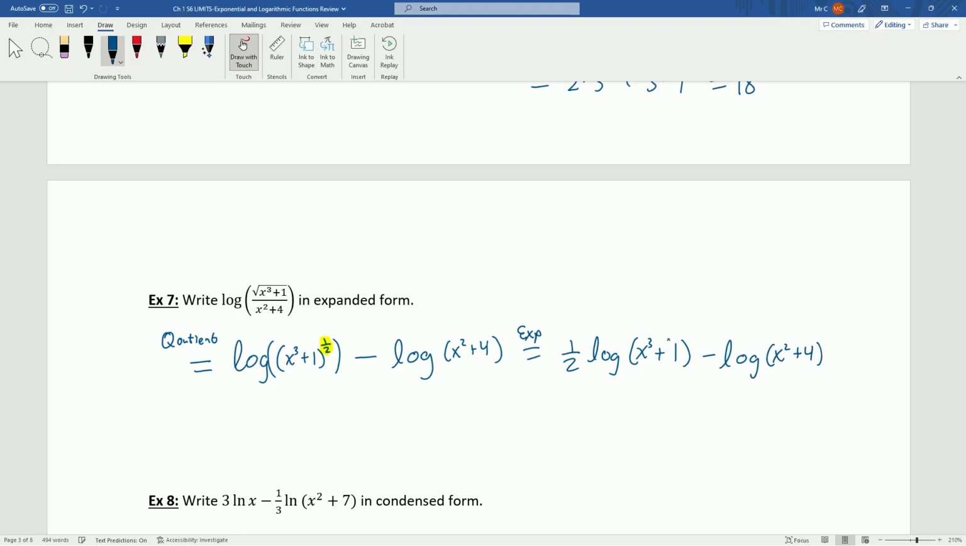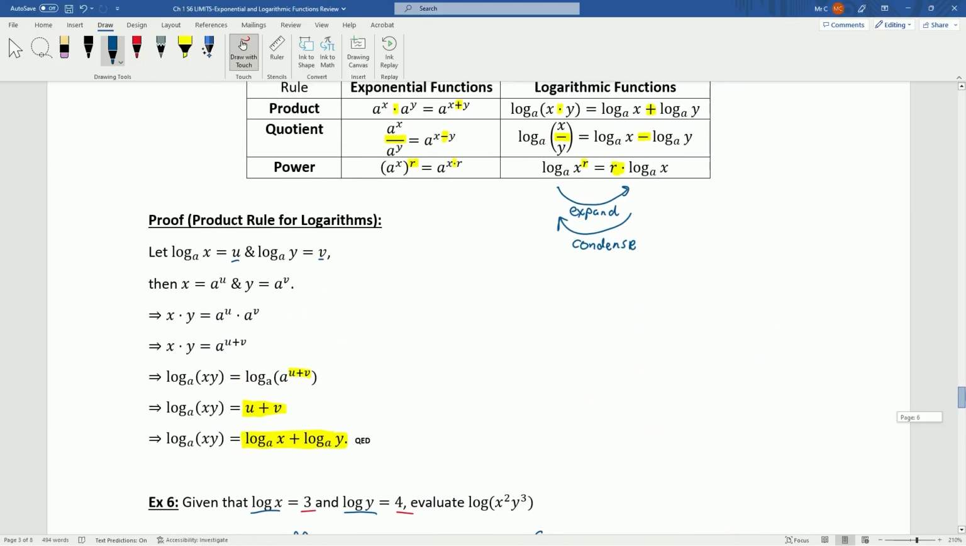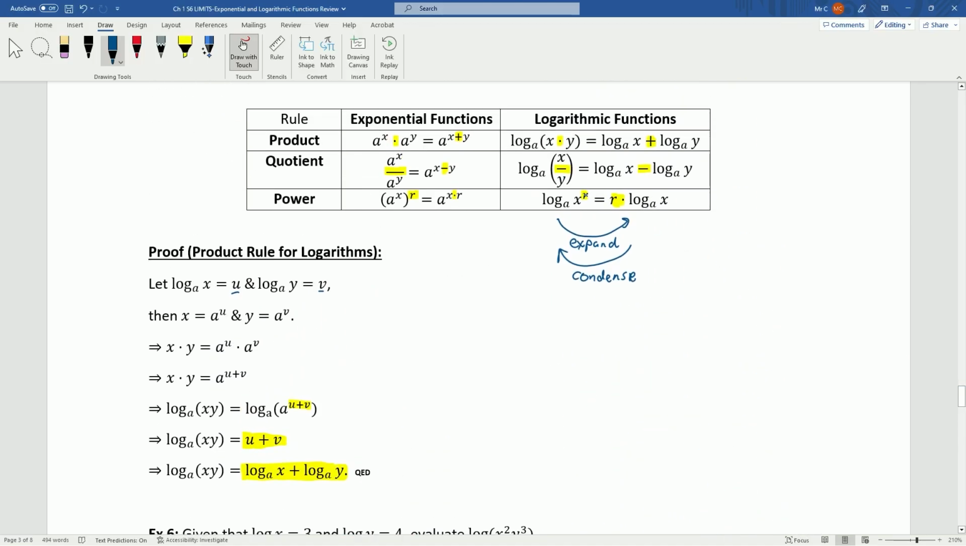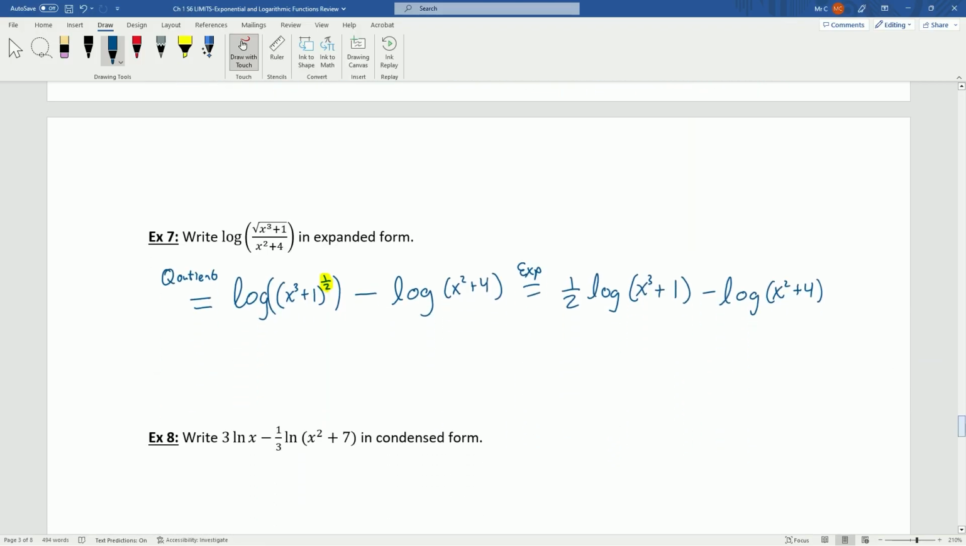And notice I don't have any products. I don't have any quotients in here. And although I do have powers, those powers are not to the entire input. They are only to a single expression. So I can't apply the power rule here because the power rule requires that that power apply to everything inside. So no power rule here. So we're done.